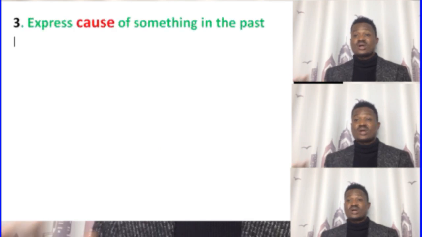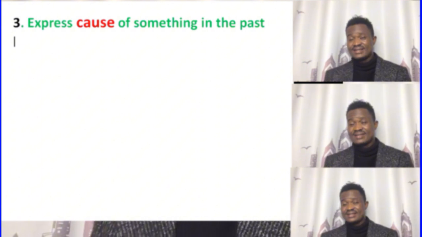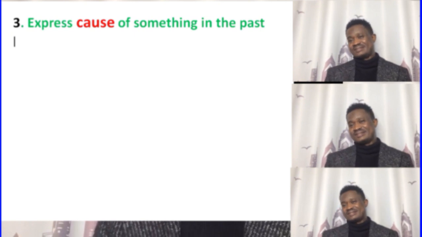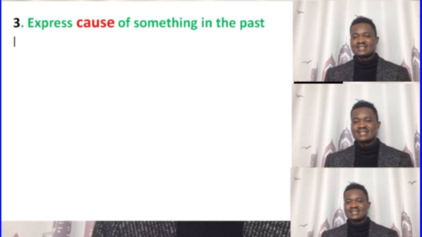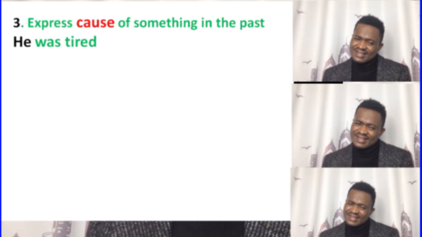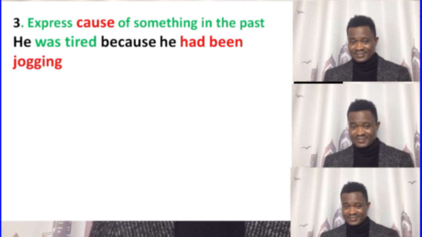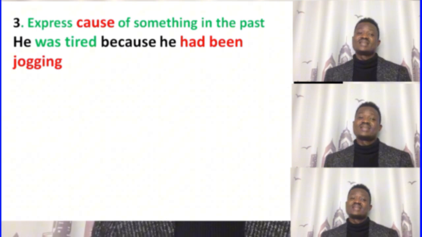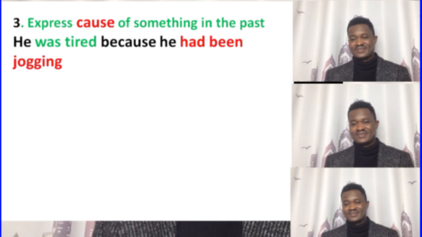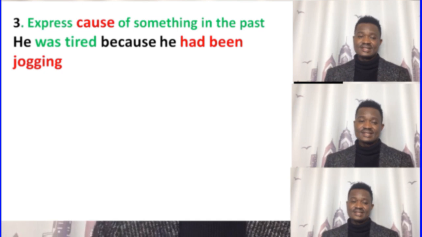And number 3: express the cause of something in the past. It asks the question, why? When you use the word cause, it means why. So let's see how it expresses the cause of something in the past. He was tired. Why? Because he had been jogging. So what is the cause? Because he had been jogging. He was tired because he had been jogging. That's what we say, express cause.